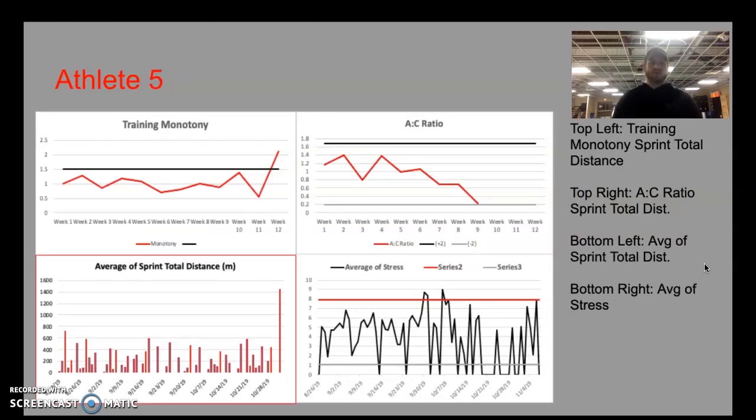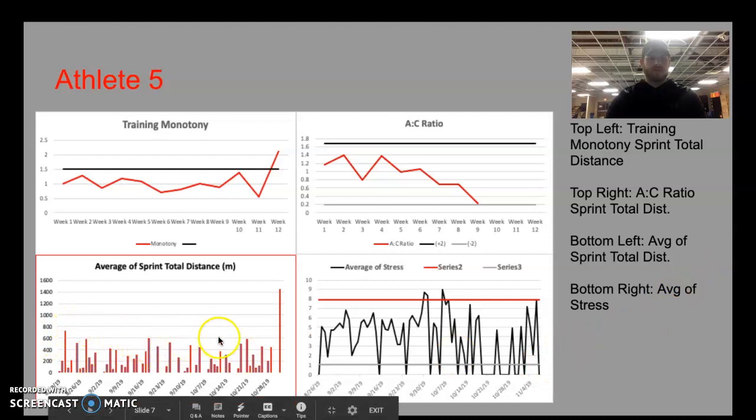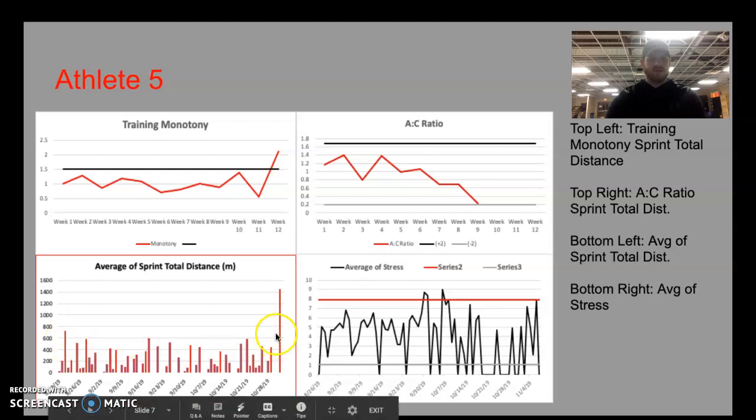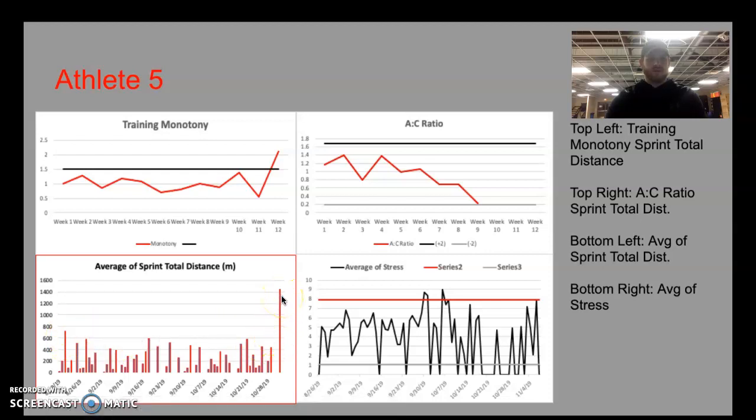Athlete 5, sorry. What I saw here was that at the very end of the season, their training monotony spikes way above normal levels. I wish I could see the AC ratio on week 12 to see if that is a large spike or not. But what really shows it is here, the average sprint distance, the most that they've done throughout the season is about 700 meters. And then all of a sudden on the last week, they're getting over 1,400 meters, close to a mile, which is 1,600. And they're also hitting a high amount of stress here, which means they could potentially become injured.